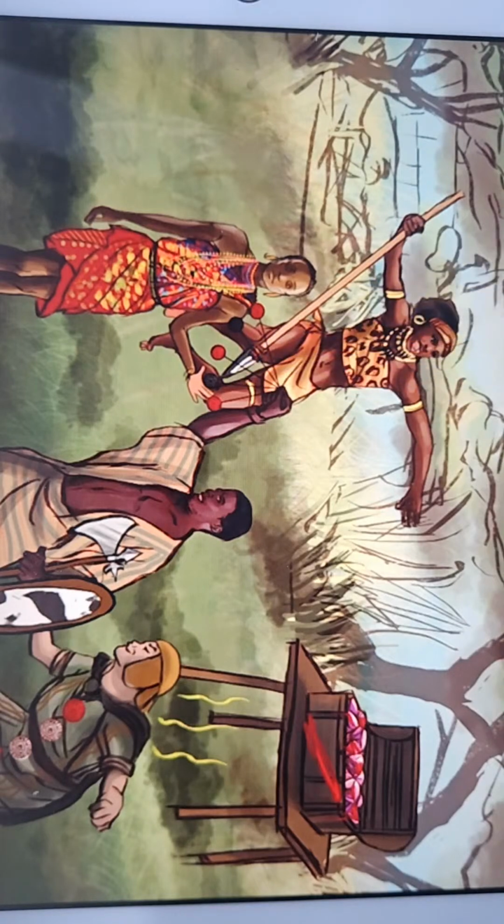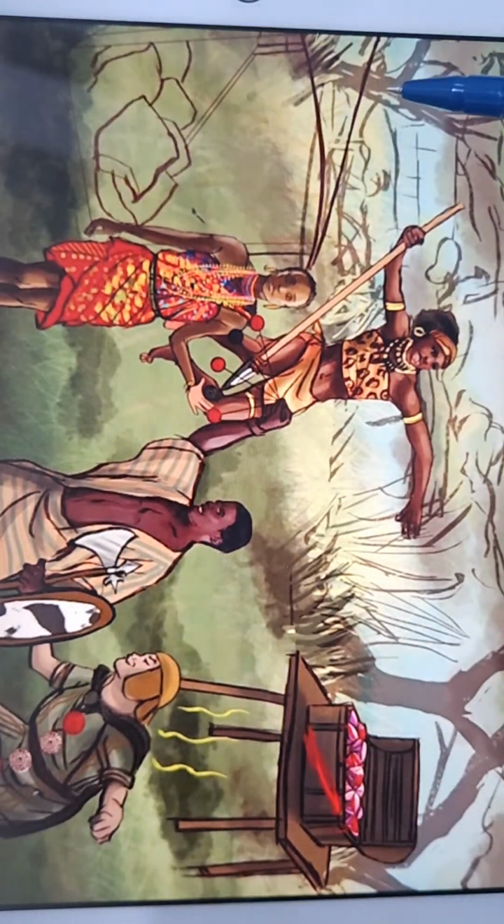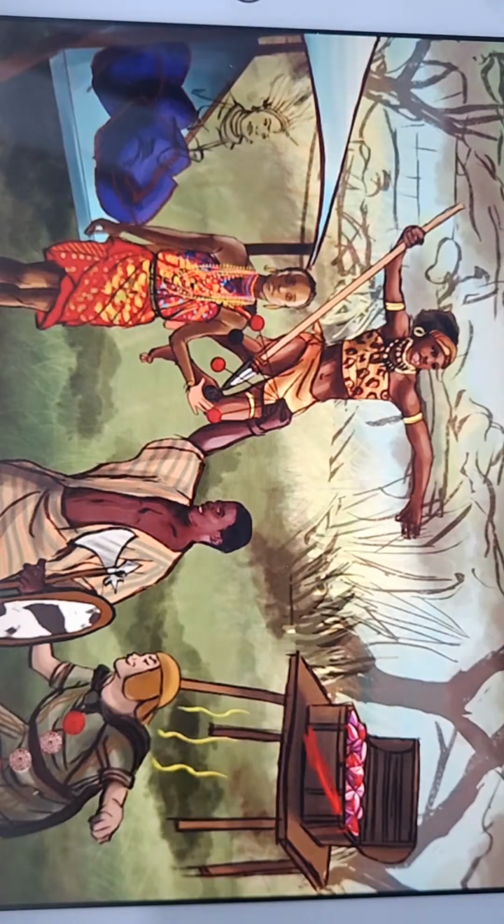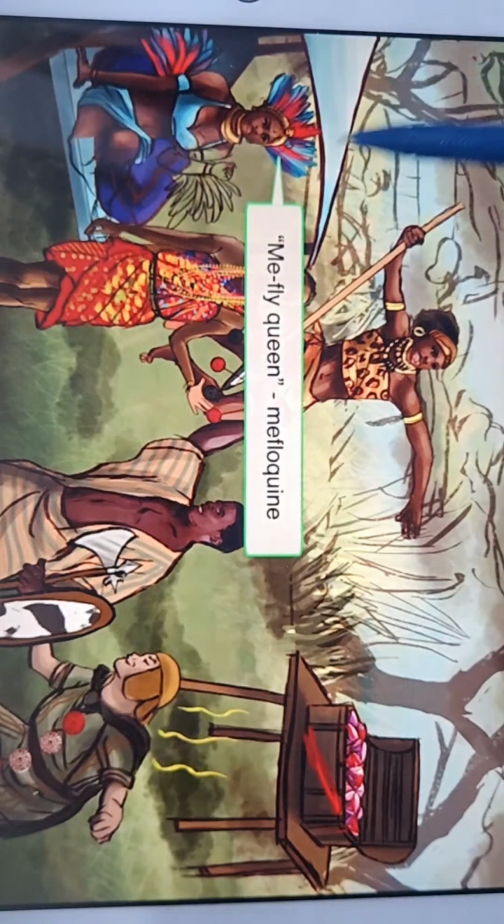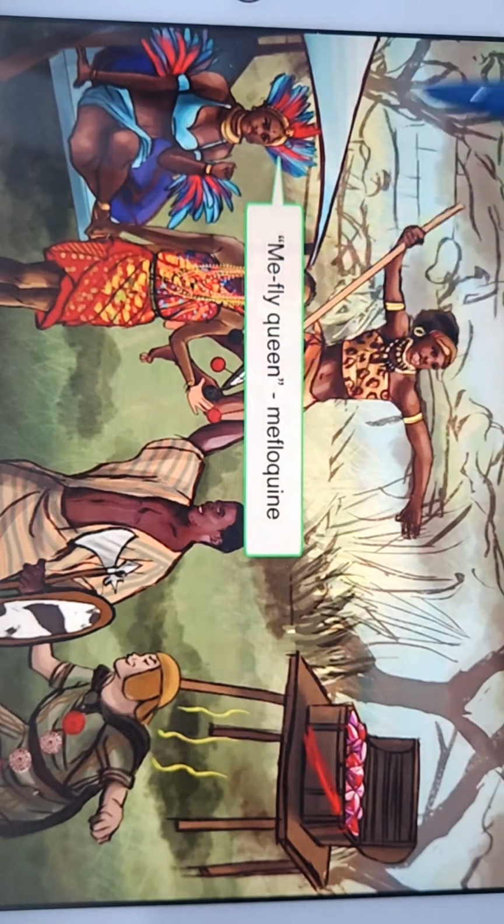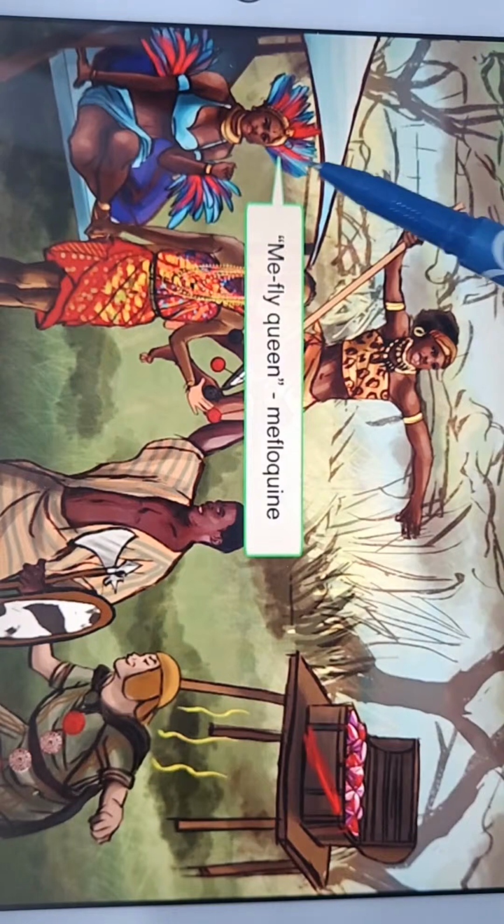In fact, the only chloroquine-sensitive areas are in the Caribbean, Central America west of the Panama Canal, and some countries in the Middle East. So instead, you may want to rely on something like mefloquine, represented here by Mefly Queen, or Mefloquine. Well, the queen wearing an absurd amount of feathers.